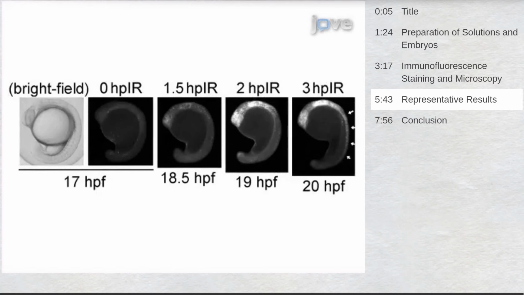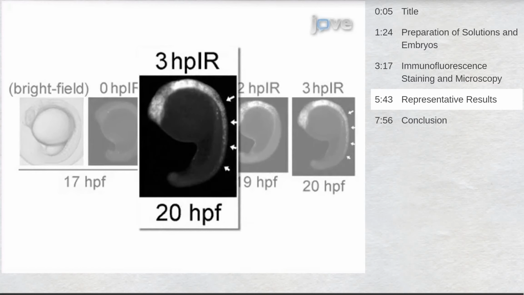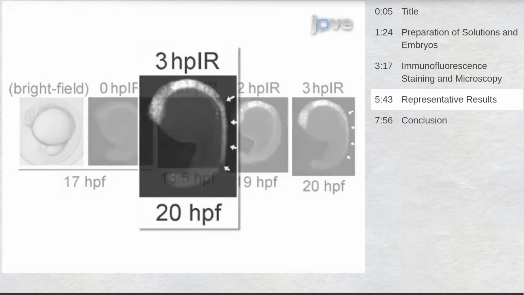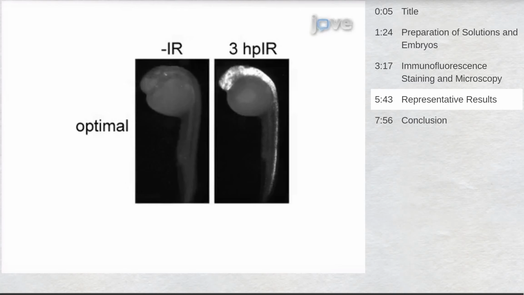IR-induced apoptosis in zebrafish requires p53-mediated transcription of BH3-only genes such as PUMA. The delay in IR-induced apoptosis shown here is consistent with the requirement for p53-mediated transcription. The caspase-3 protocol should give rise to a robust signal-to-noise ratio.